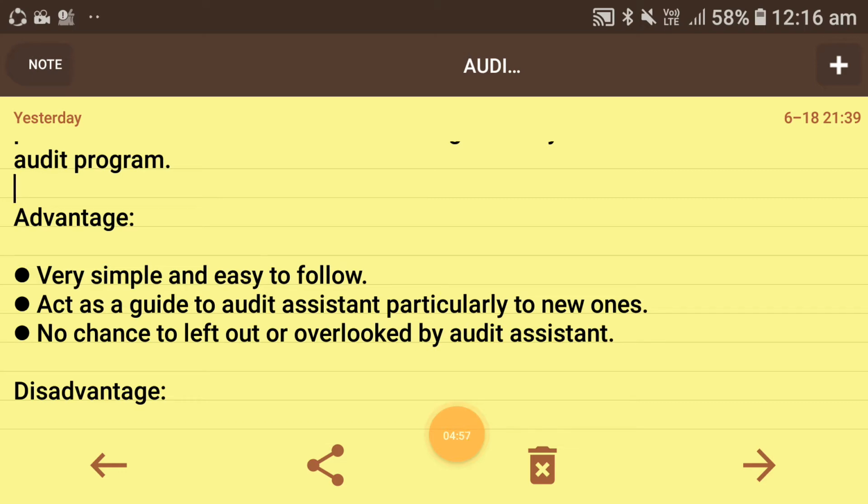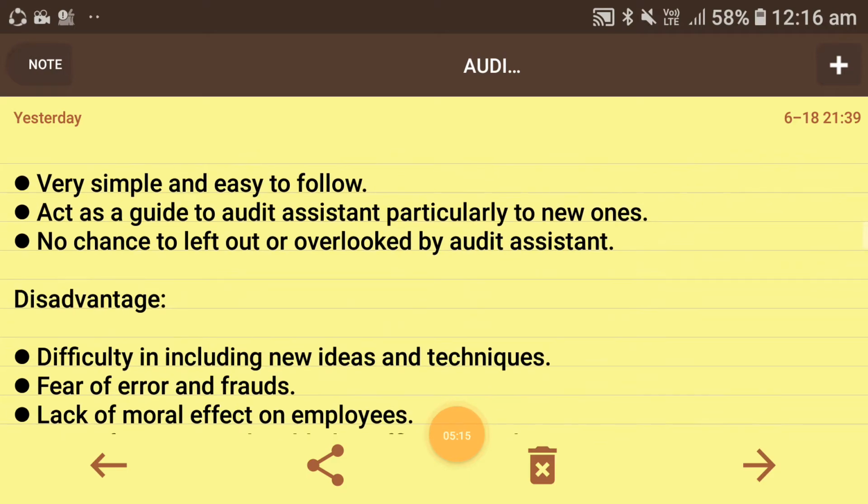decide what we have to do in auditing, or what we have to do during the auditing task, what will be the audit program and what will be the procedure, that is the perfect definition of the fixed audit program. Now, after having three advantages, it also comprises several disadvantages.